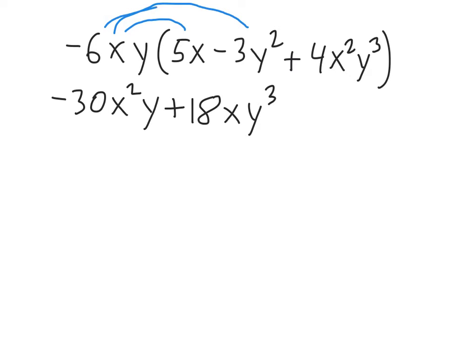Then, negative 6xy times 4x squared y to the third. So, negative times a positive is a negative. 6 times 4 is 24. X times x squared is x to the third. Y times y to the third is y to the fourth.